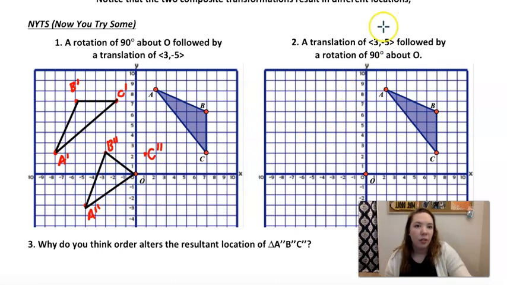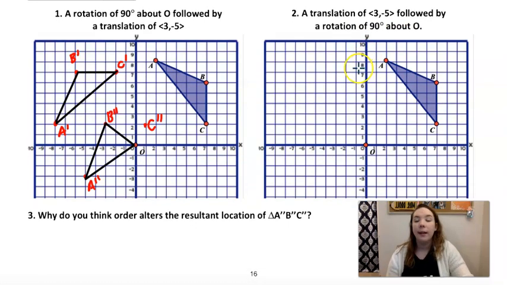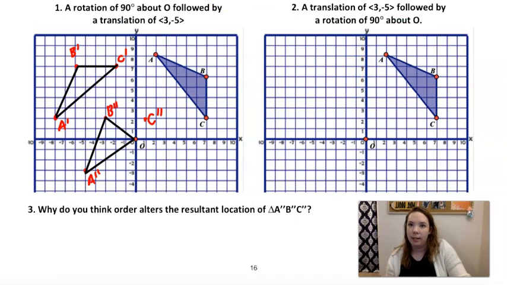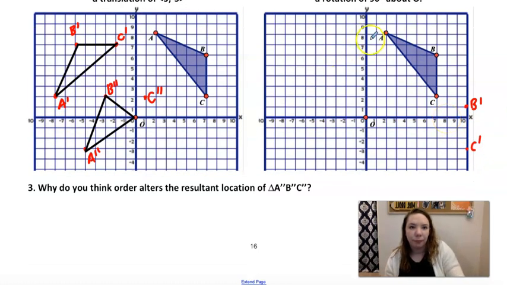And this one says a translation of right 3 down 5 followed by a rotation of 90. So we're switching the order and it should not end up in the same spot. If it does, then that would just be coincidence. So let's start by going 3, 5. So here's my B prime, C prime, A prime. I just counted those over.